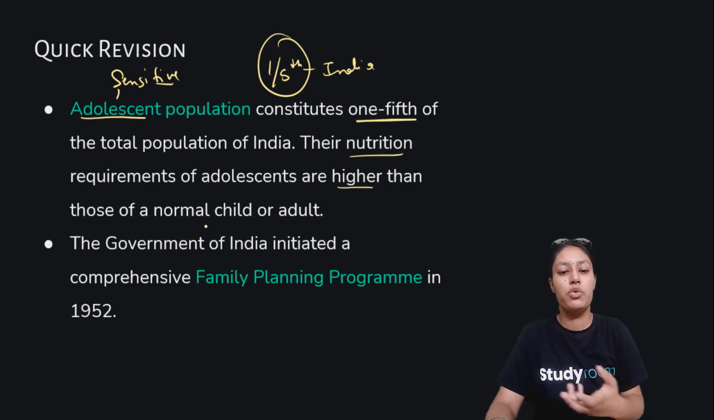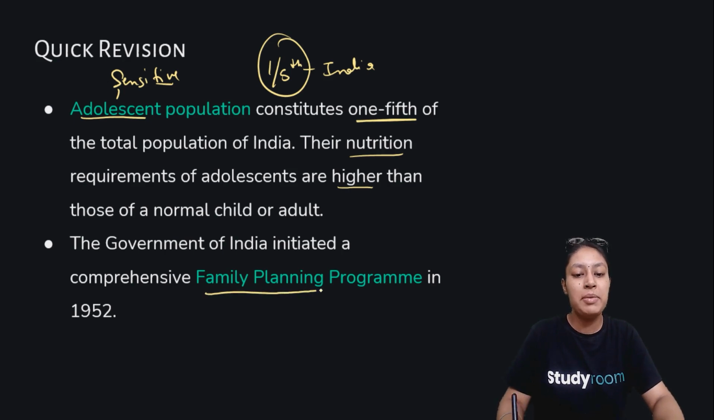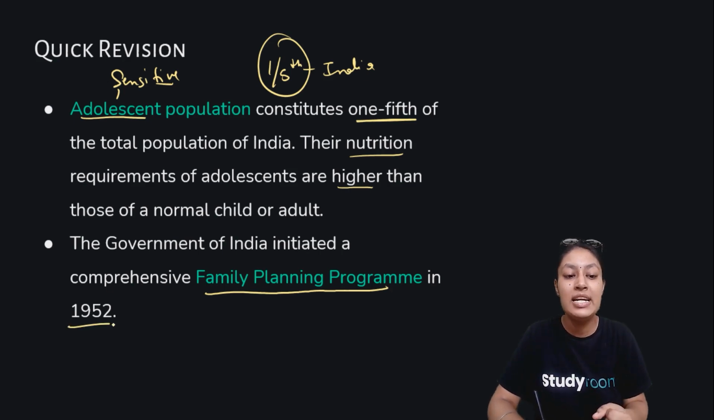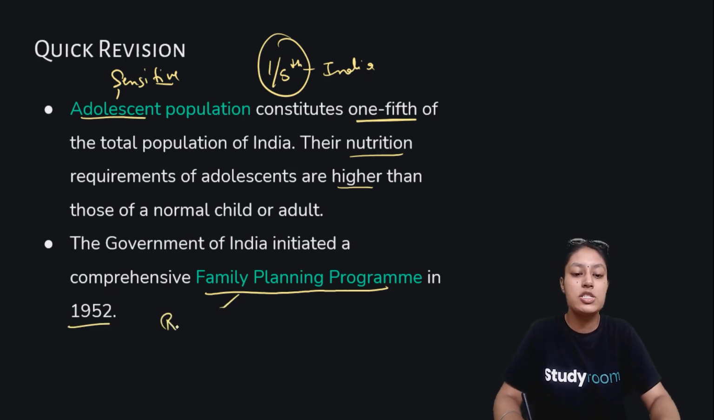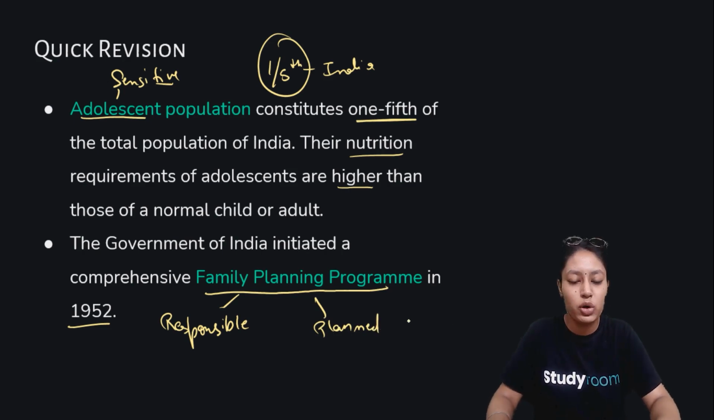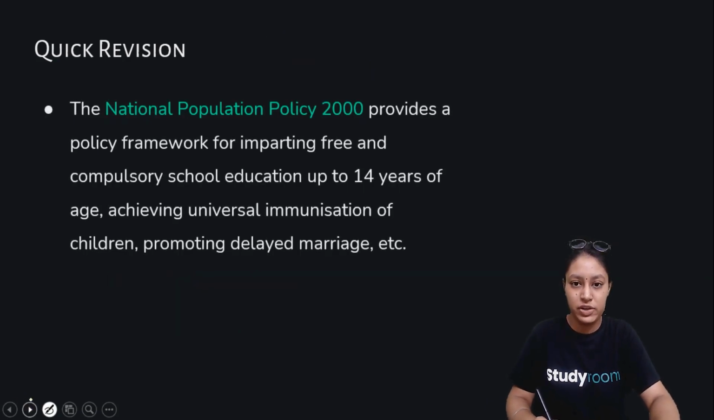Now, we understand that population is a problem in our country. What is our government doing to find a solution for this problem? A very important step that the government has initiated is the family planning program. It's a comprehensive initiative which was made in 1952 to promote responsible and planned parenthood. Two important terms we understand here are responsible and planned parenthood.